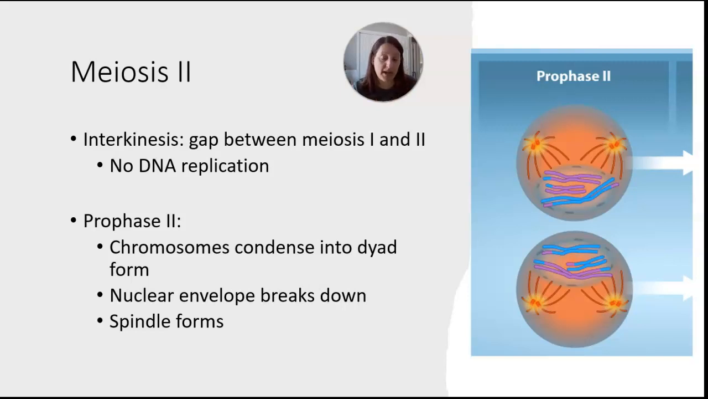Those have now ended up in 2 separate cells. So again, I've got 3 chromosomes in each cell. No homologous pairs are here. And at the end of prophase 2, the nucleus will be completely broken down, chromosomes will be completely condensed, and that meiotic spindle will be set up.